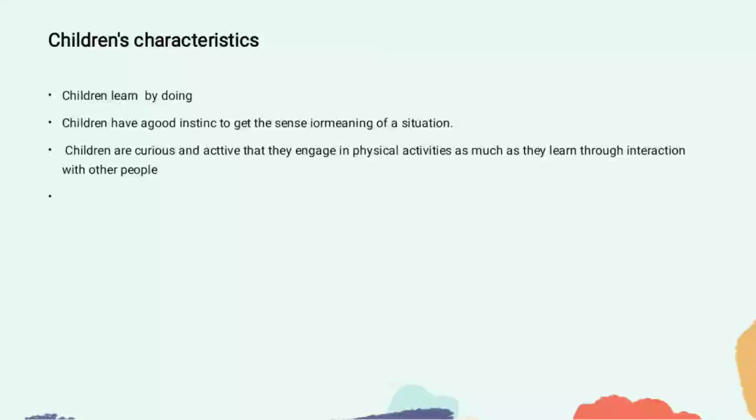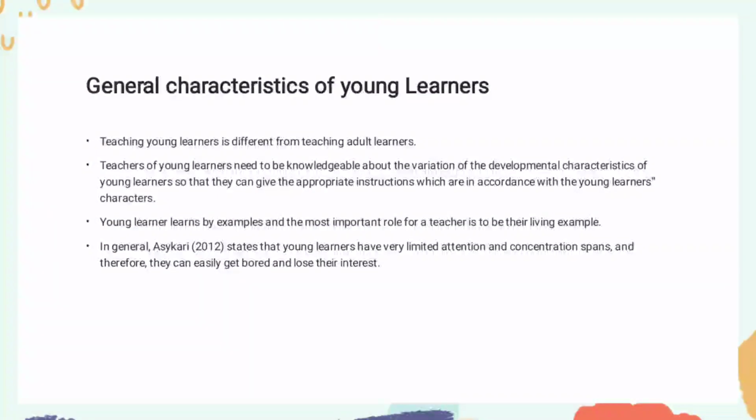So the next slide consists of the general characteristics of young learners. The first one is teaching young learners is different from teaching adult learners. And the second one is teachers of young learners need to be knowledgeable about the variation of the development and characteristics of the young learner so that they can give the appropriate instruction in accordance with the young learner's characteristics.